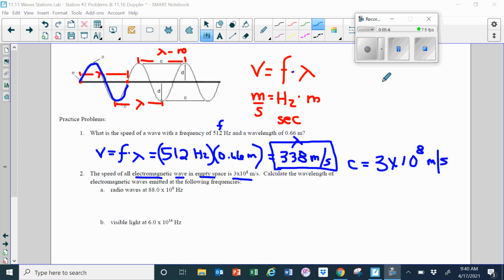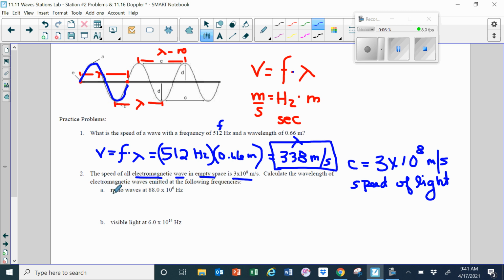I want to make sure that I'm clear about this. This c is the speed of light, and that's what's mentioned here. The speed of all electromagnetic waves in empty space is 3 times 10 to the 8 meters per second. And for this class, for now, you should treat this as a constant. So why am I emphasizing that?